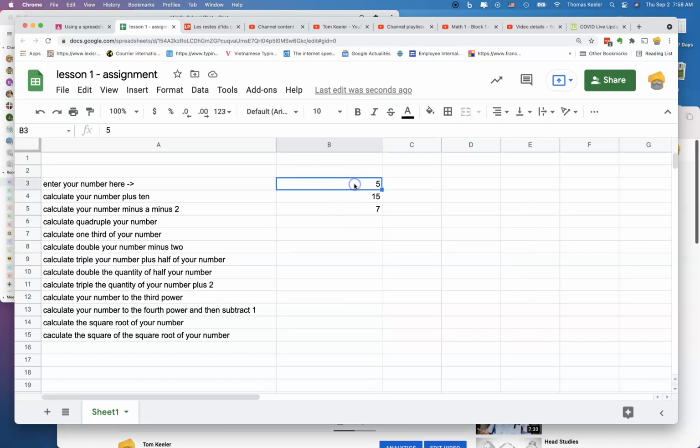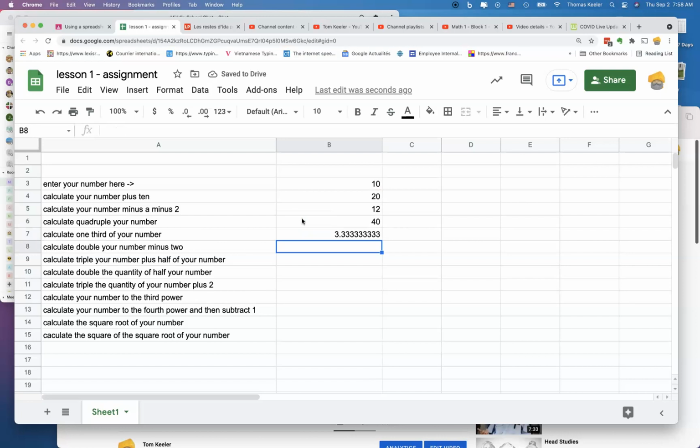Okay, so let's go and say, well, what if we do 10? If we do 10, do the other values update? And they do, right? So we get 10 plus 10, 10 minus minus 2. Okay, so quadruple your number, so that equals B3 star 4, so just 4 times our number. Calculate 1/3 your number, so that equals B3 slash 3.